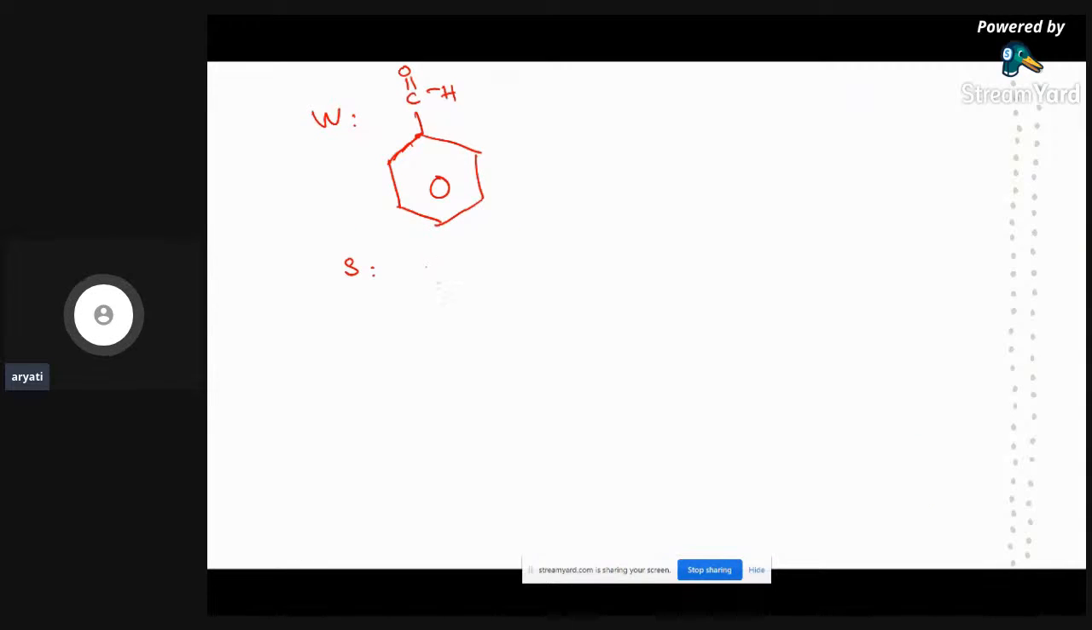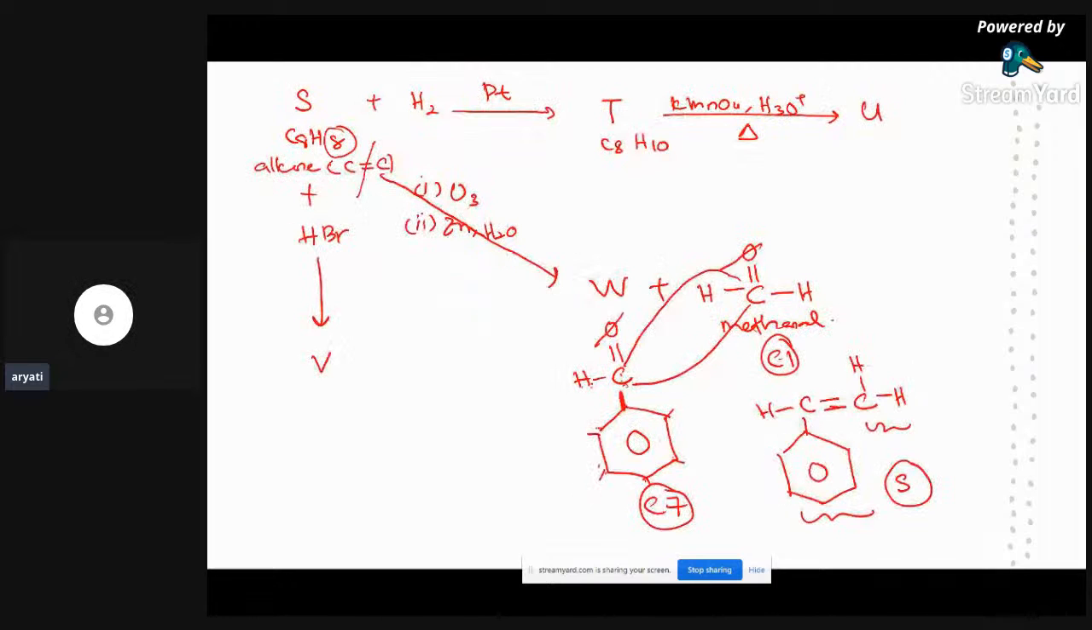So structure for S will be, okay, adakah formula dia C8H8? So carbon ada 1, 2, 3, 4, 5, 6, 7, 8. H ada 1, 2, 3, 4, 5, 6, 7, 8. So this is the structure for S. Okay. Kemudian bila dah tahu structure bagi S, so saya lukis kat sini.